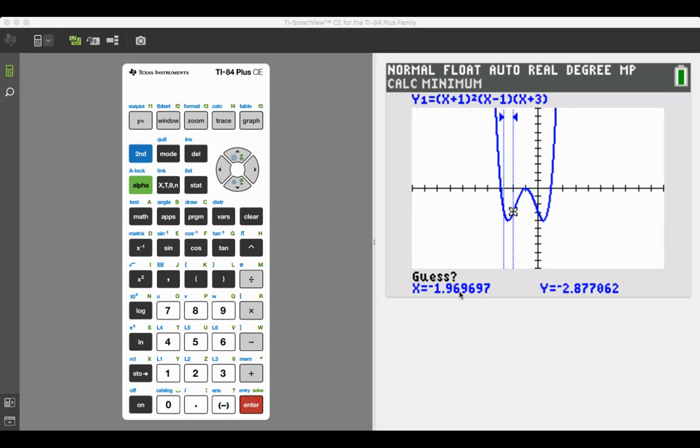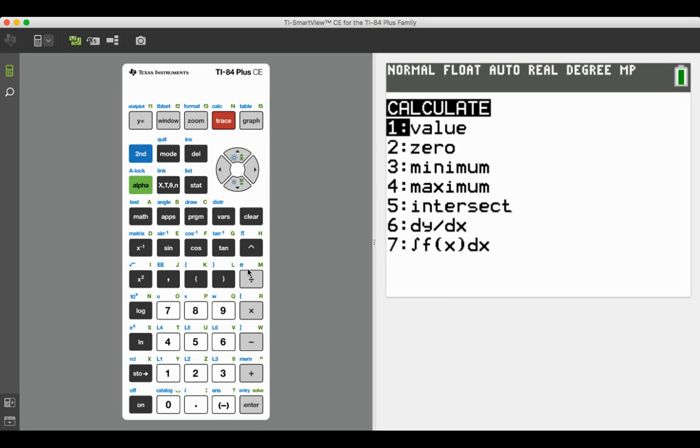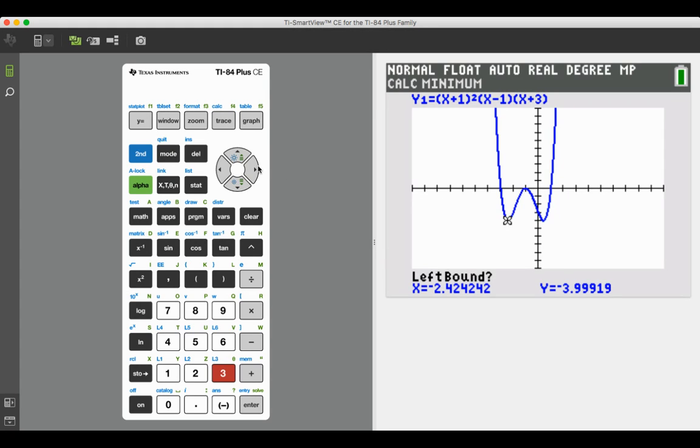And so it says, do you want to guess that it's -1.96, comma, -2.87? And I'll just say yes. But here's the actual one. So the actual minimum is -2.4, comma, -4. So that's what you're going to put in part C as your first minimum. Now we're going to go back to second trace and do the other side and find its minimum, because there are 2 minimums.